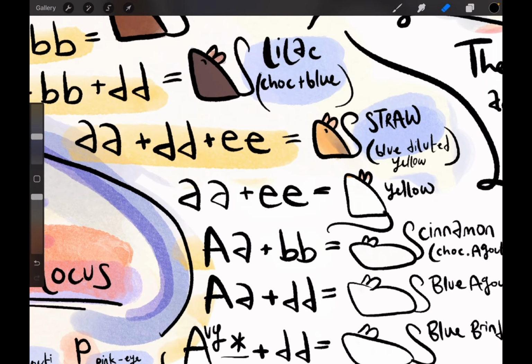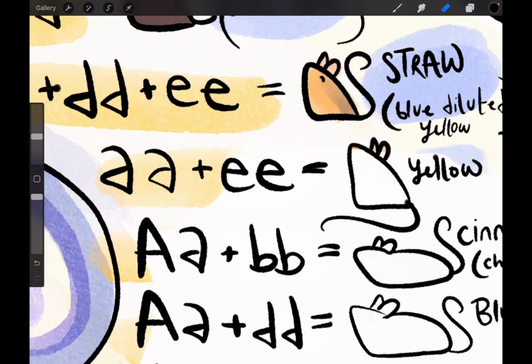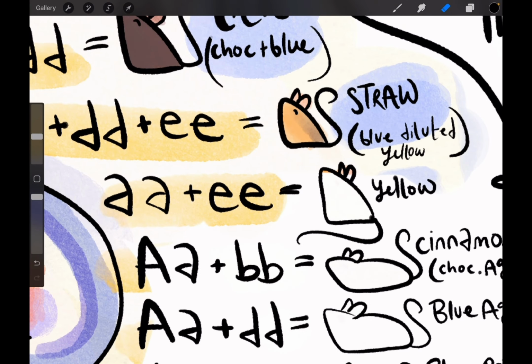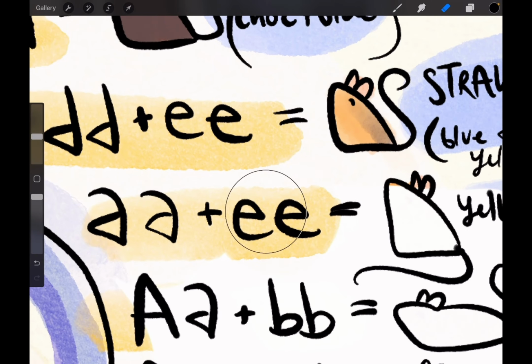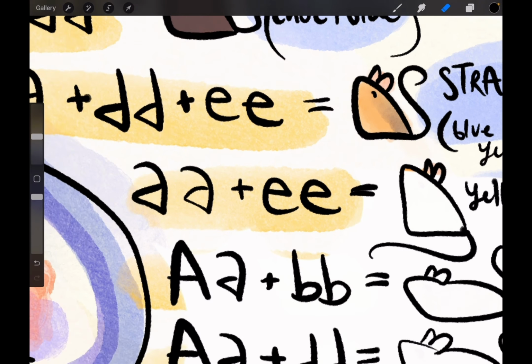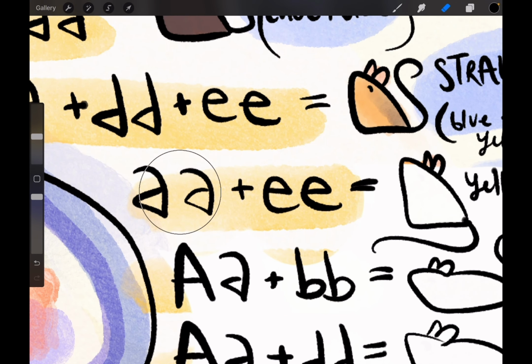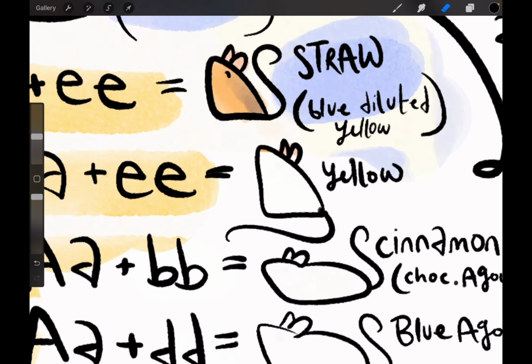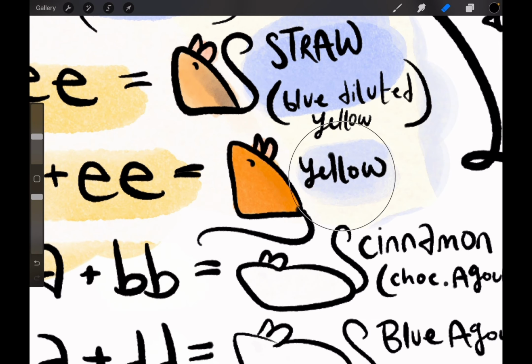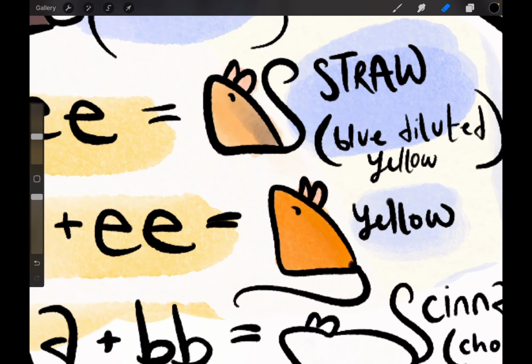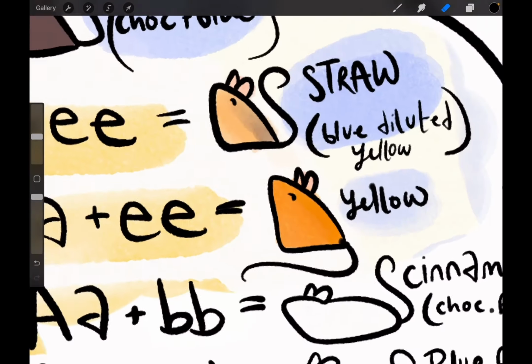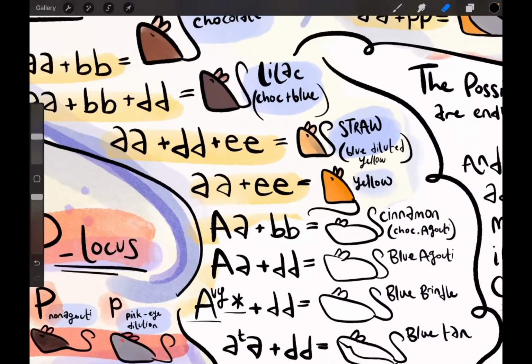All right, and next up, AA again, our black self base. This time, no dd, no blue, and instead it's just ee, recessive yellow. So recessive yellow dilutes any black pigment that's left over to yellow. It says, no, sorry, black pigment, you're not allowed, get out of here, and it takes over. So this mouse is a recessive yellow, and as you can see, compared to the straw, which is the blue diluted yellow, it is very vibrant and warm. So that's a nice little comparison of those two.